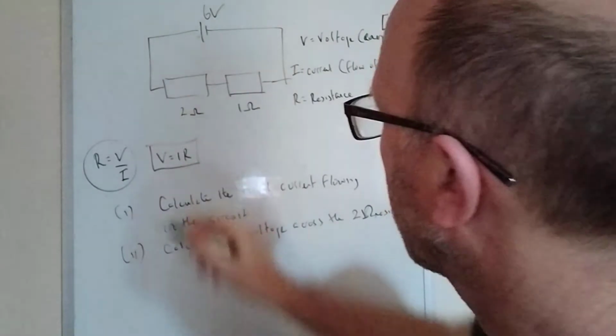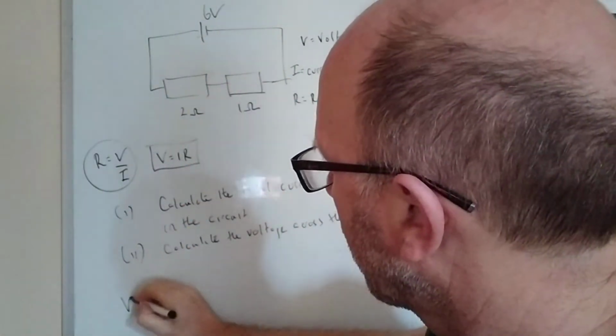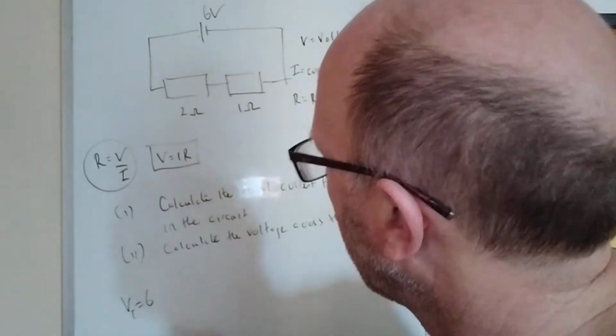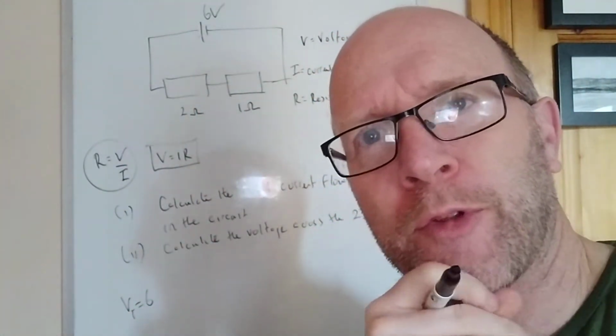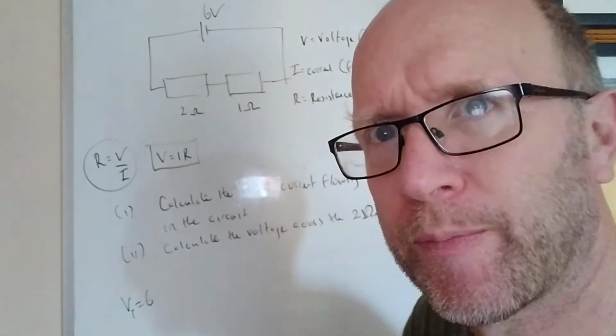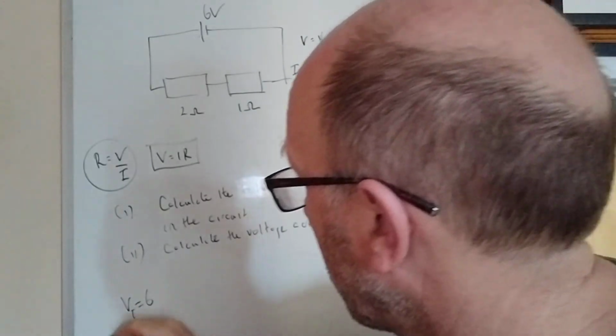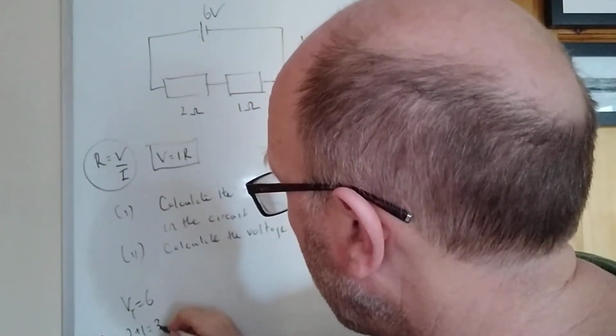Okay, so part 1, let's have a look. The total current flowing, we have the total voltage, I'm going to put a T on that. Now the total resistance, so we're not going to go into resistors in parallel, but resistors in series like this, to get the total resistance, all we do is just add the two of them together. So we get a total resistance here of 2 plus 1, which is 3 ohms.